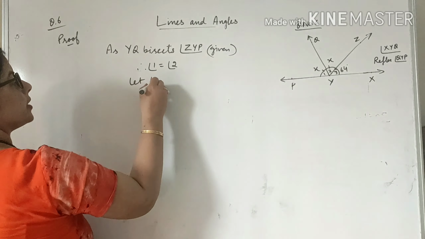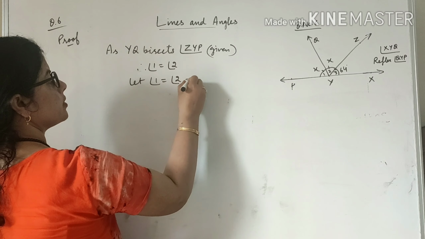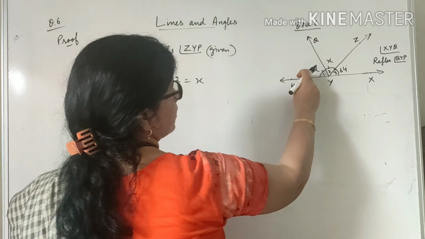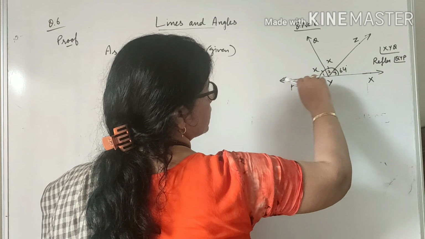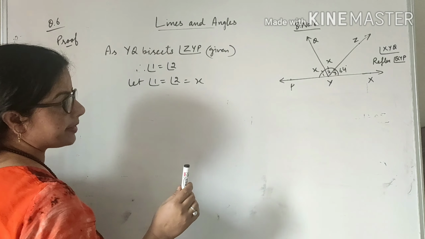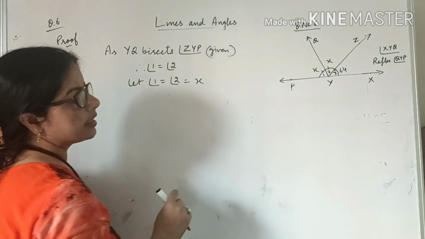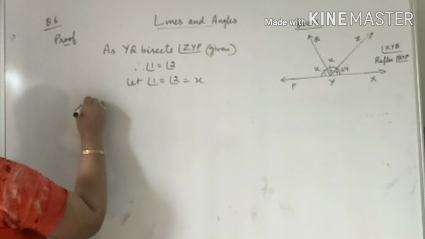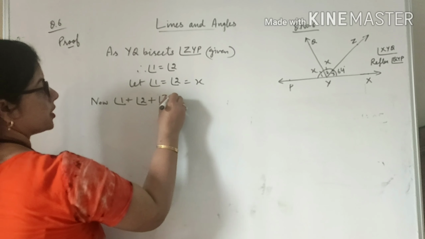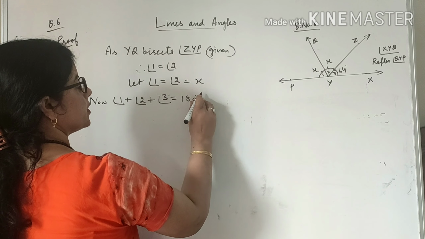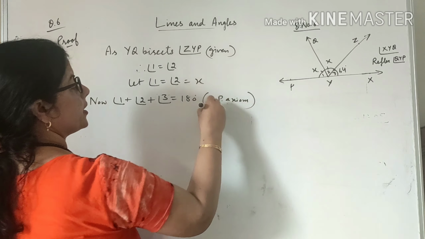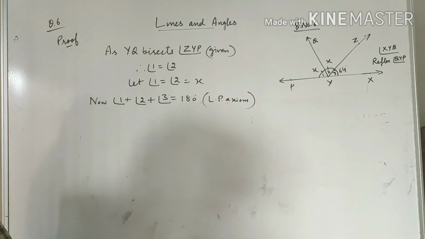Now as two angles are equal, we can suppose something. Let us suppose the measure of angles 1 and 2 are x. Both are angles of x. Now it is a straight line and three angles are here. The sum of three angles will definitely be 180 degrees because the sum of angles on a line is 180 degrees. So what will we write? Angle 1 plus angle 2 plus angle 3 is equal to 180 degrees. You can write linear pair axiom, or you can write sum of angles on a line.